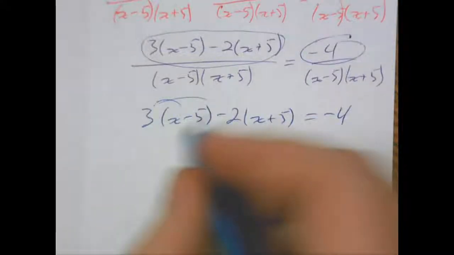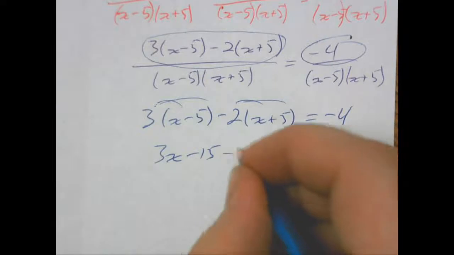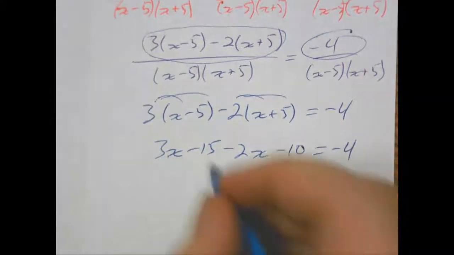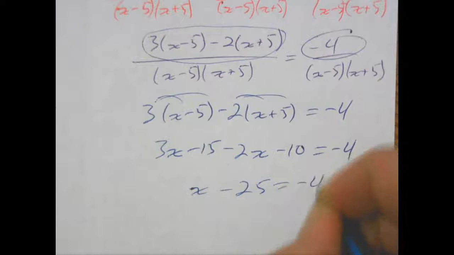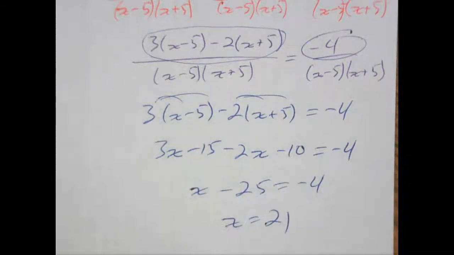So distribute the 3, so I have 3x minus 15. Distribute the negative 2, minus 2x minus 10 equals negative 4. Combine like terms: 3x and negative 2x make x, negative 15 and negative 10 make negative 25, equals negative 4. Add the 25 to the other side, so x equals 21.